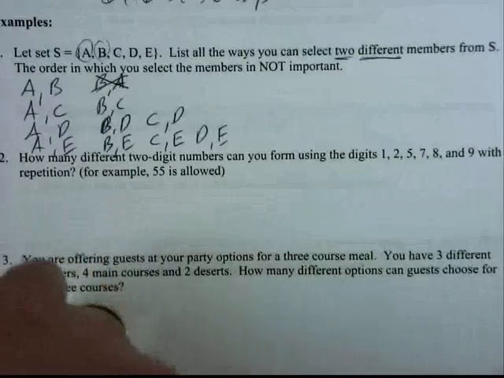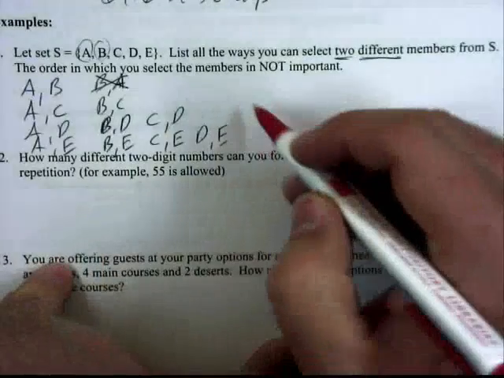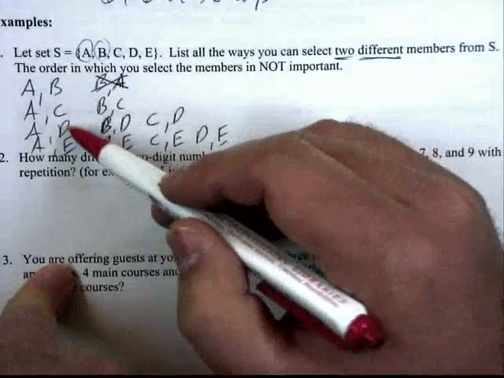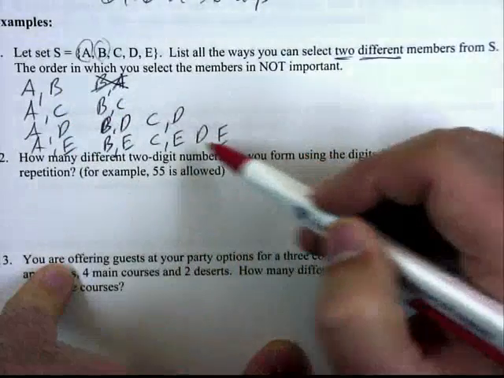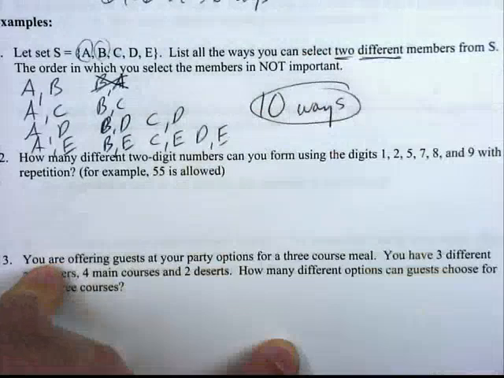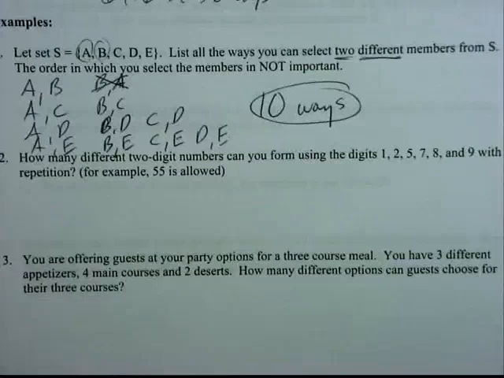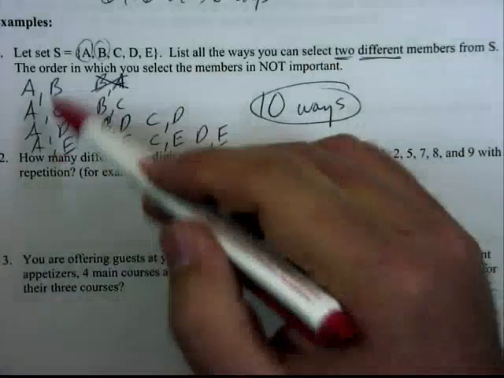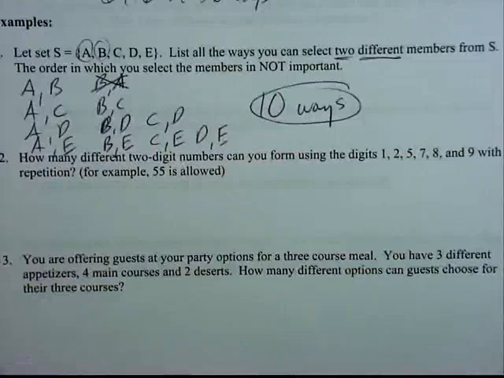And now I can just add up how many there are. 1, 2, 3, 4, 5, 6, 7, 8, 9, 10. So there are 10 ways that you could select 2 different members from that set. And all I did was create an organized list to do that. All right.